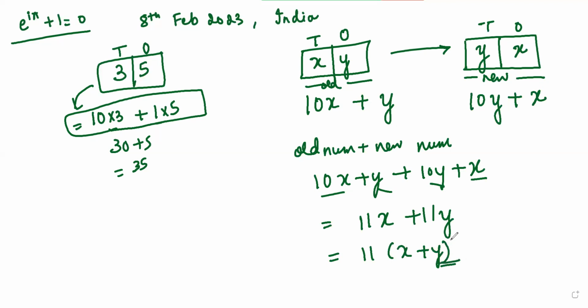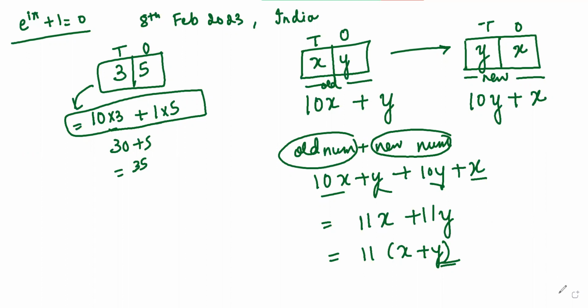So what did I do? I took a 2-digit number, swapped the position of its digits, got a new number, and added the old number and the new number. I got a number like this, where I can take out 11 common, and x plus y is inside. So what does this mean? The sum of the old number and the new number is divisible by 11. It goes exactly by 11. It also goes exactly by x plus y, which is the sum of the digits.